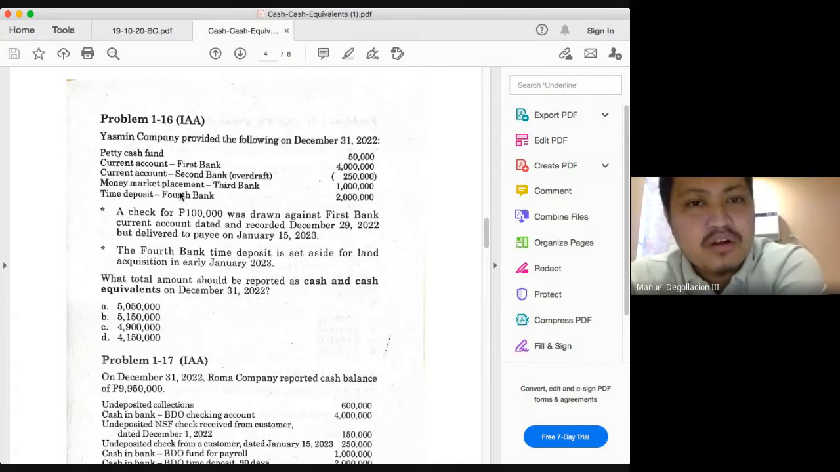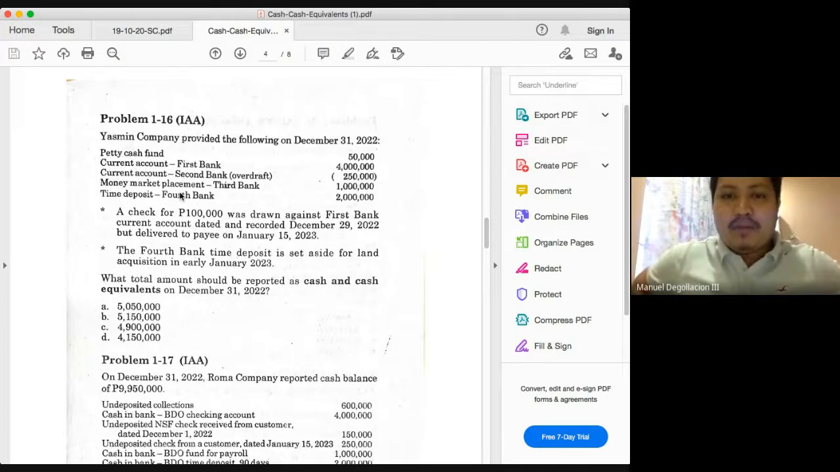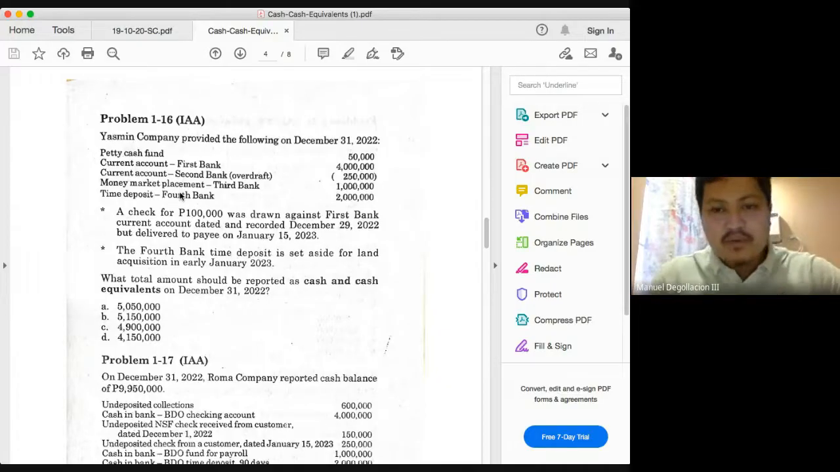So all in all, we will only have the petty cash fund at 50,000, the current account first bank of 4,100,000, and then the money market placement with the third bank amounting to 1 million. So our answer here should be 5,150,000.